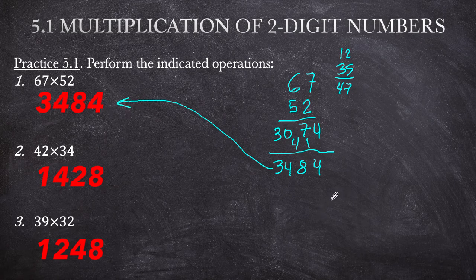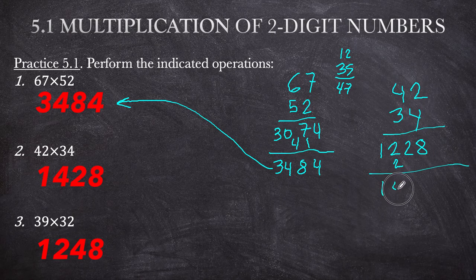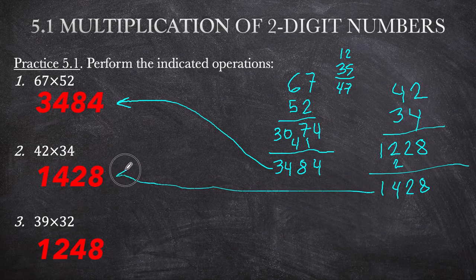Okay, for number 2, what we have here is 42 times 34. So 3 times 4, or rather 4 times 3 is 12. 4 times 4 is 16. 16 plus 2 times 3, that is 6. So 16 plus 6 is going to give us 22. And then 4 times 2 is 8. Do the carries. What we have is 1, 4, 2, 8, and that's our answer, number 2.